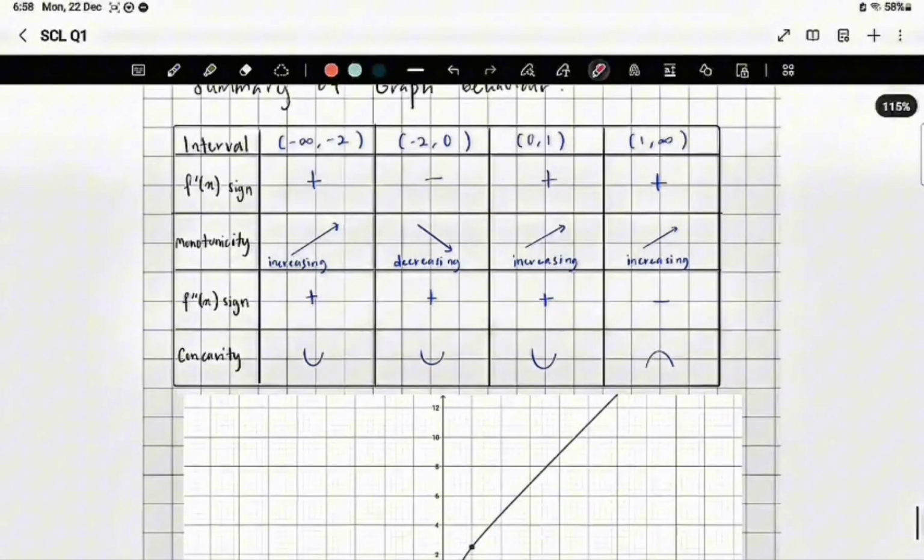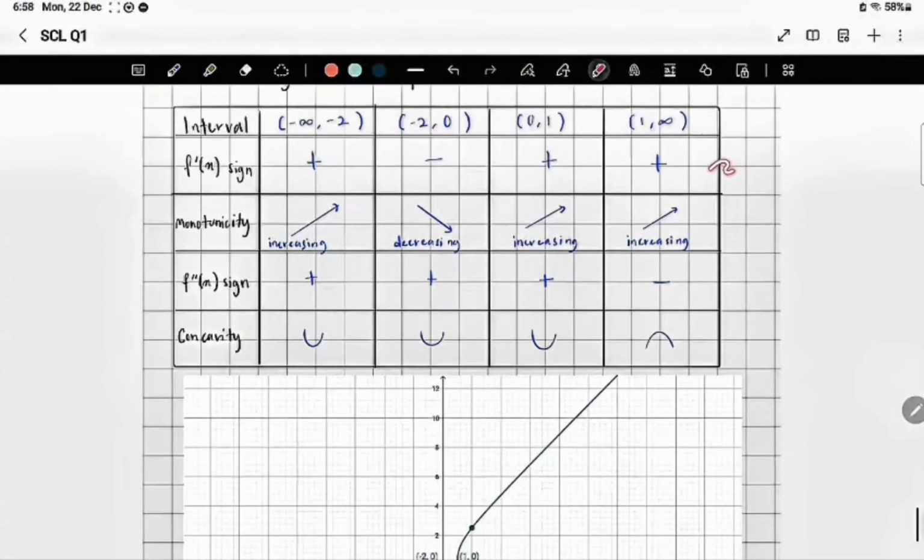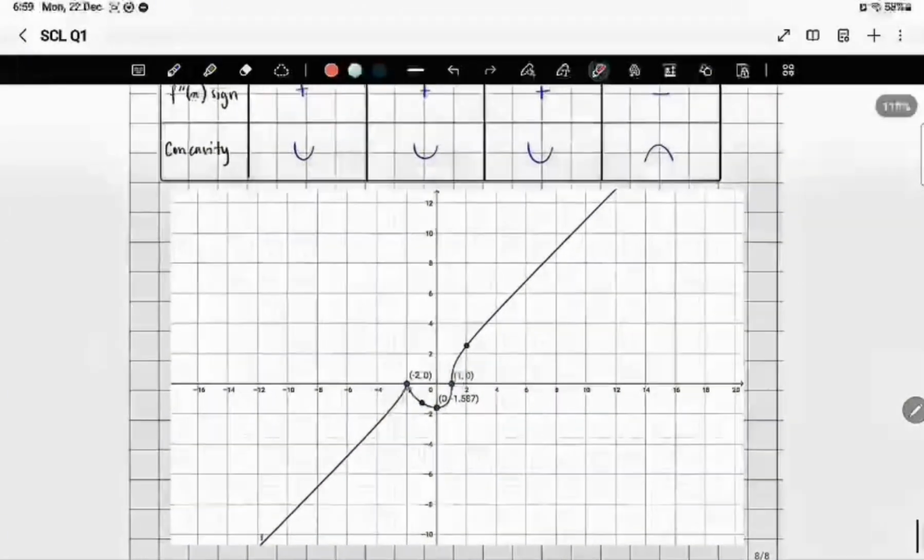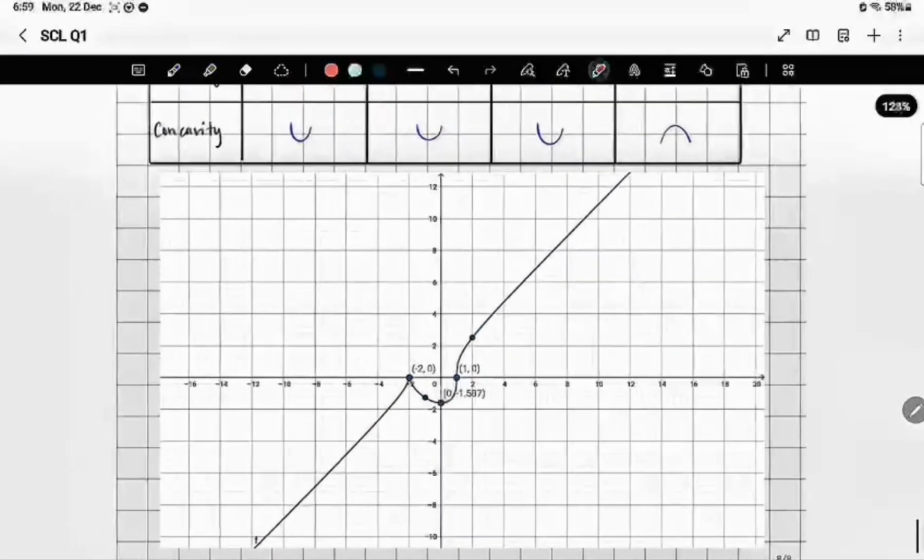To make it easy for us to do the graph. So this is from our first derivative. This is the monotonicity. This is the second derivative we did earlier, and this is our concavity. And in the end, this is the graph we get.